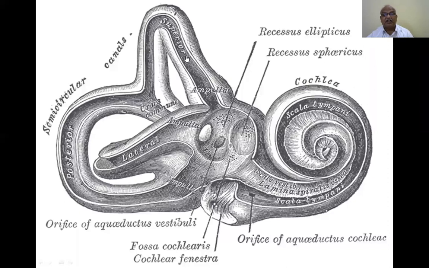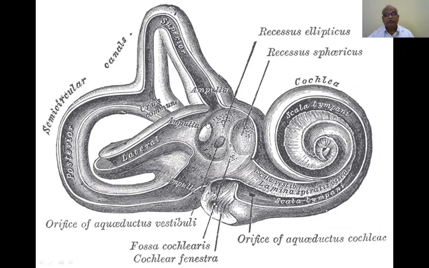Now the three semicircular canals open into the posterior part of the vestibule. The semicircular canals, anterior, posterior and lateral, before opening into the posterior wall of the vestibule, become a little dilated. This dilatation is called the ampulla. These three semicircular canals, anterior or superior, posterior or inferior, and lateral, open into the vestibule. Before they open, the terminal ends are a little dilated. That is called the ampulla.